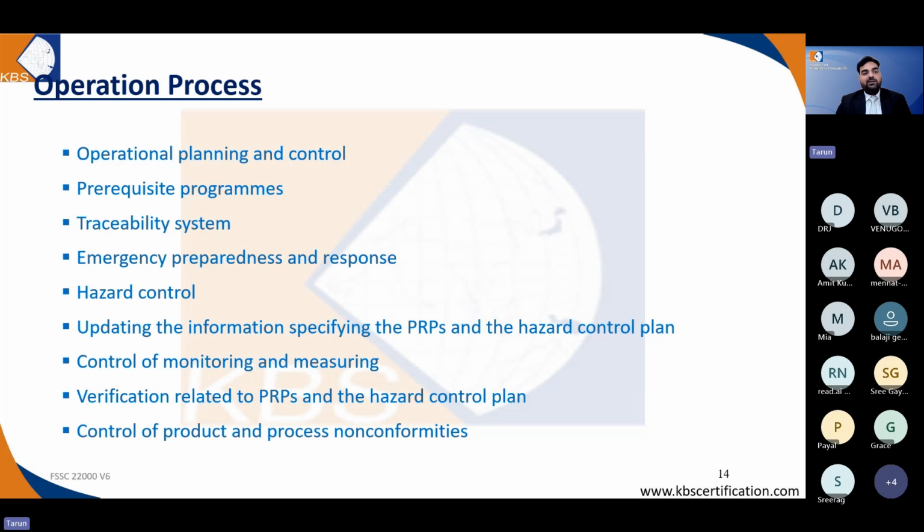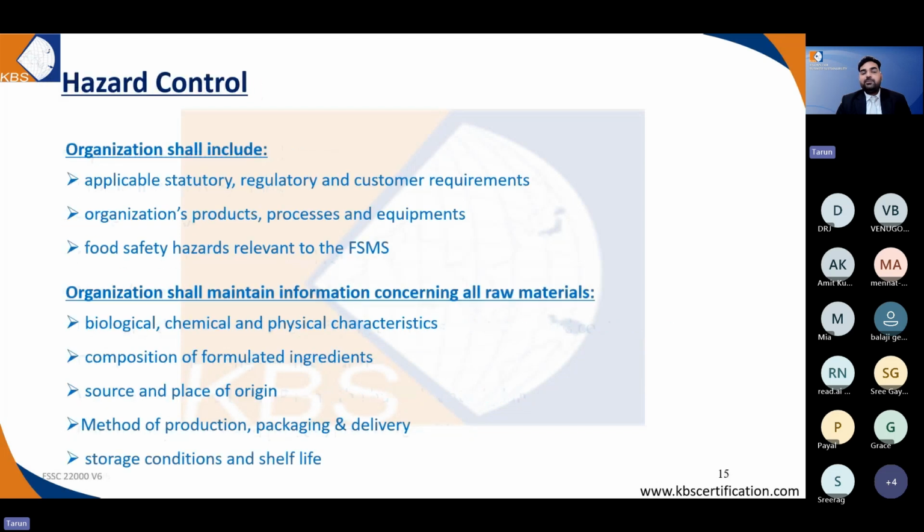In operations planning, this is clause number 8 basically. When you have operations processes or operations planning, you must consider the planning of operation that you have prepared before, and the same you need to implement in this place. So a prerequisite program should be there. A traceability system is required. Emergency preparedness and response is required, so that in case of emergency, your system is ready. Hazard control means any kind of hazard related to food safety should be considered. Updating the information, specifying the PRPs, any hazard control plan that we also name the HACCP plan. Control of monitoring and measuring, how you will control the monitoring and measuring. Verification related to PRPs. You need to verify the PRPs. What are the PRPs? That also we'll discuss. Control of product and process non-conformity. Whichever process related non-conformity, it must be controlled.